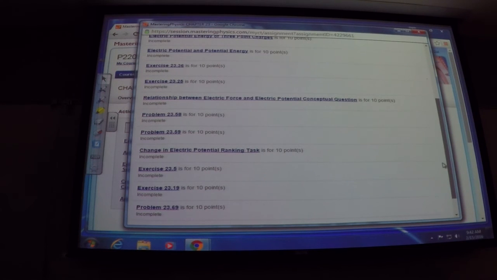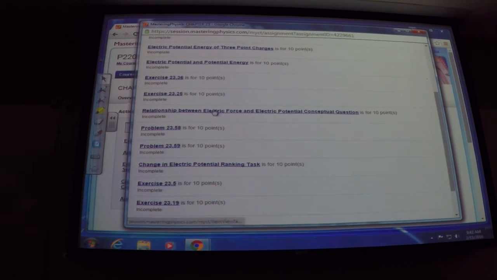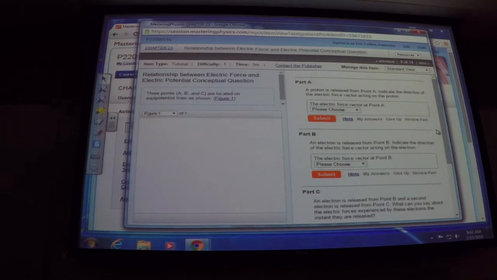I think it's the relationship between electric force and potential. It's one of those two conceptual questions. Okay, so you want to see these conceptual ones? Sure. All right, the relationship between electric force. Oh, it was this one here, okay. The relationship between electric force and electric potential conceptual question, okay?